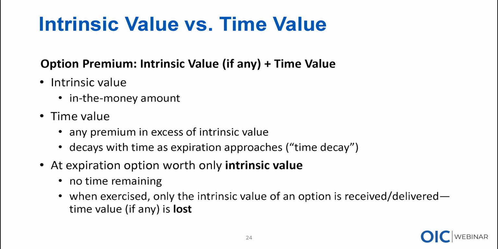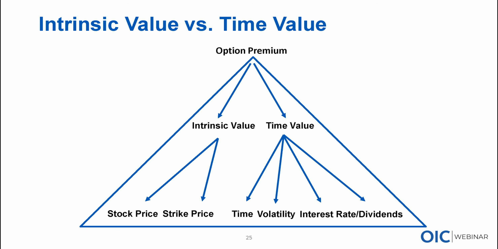And at expiration, one of the big components of time value is time till expiration. Once that time is gone, there is no value left. So here's an easier way to look at it. We've got our option premium. It's made up of intrinsic value, which is simply going to be the difference between the stock price and the strike price. In the example I used, $50 strike price, $55 stock, let's say, intrinsic value $5, the difference between those two.